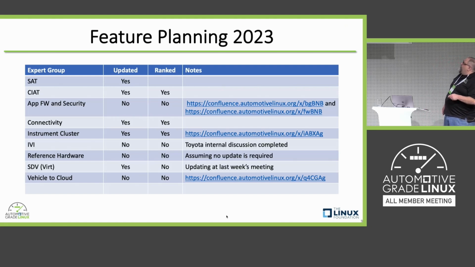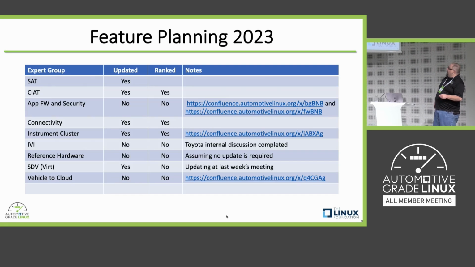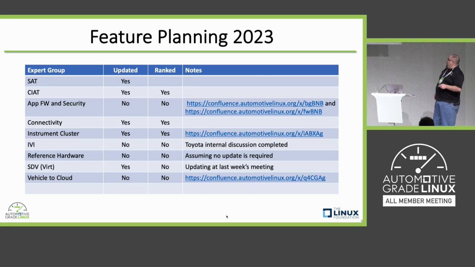Here's my little update I've been presenting. At this point, I think I have a complete feature list from each of the expert groups. Now, when I say updated no for, say, the IVI or vehicle to cloud, what I mean is I've got a feature list that's in Confluence, but I just haven't moved it into that spreadsheet yet. So I think now I have all of the content, and I can move it into that spreadsheet. I think I just got the final pieces yesterday, actually, or Monday.